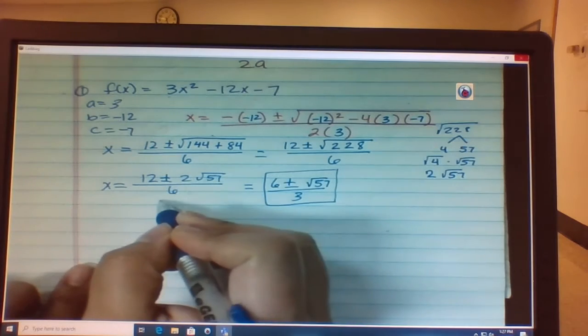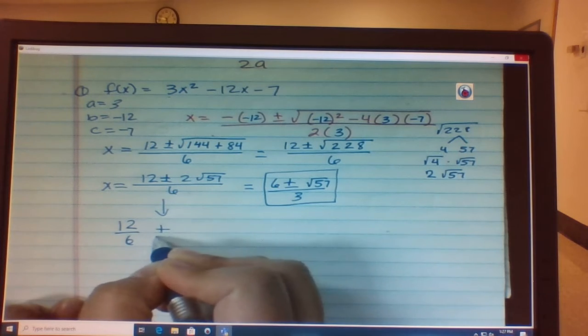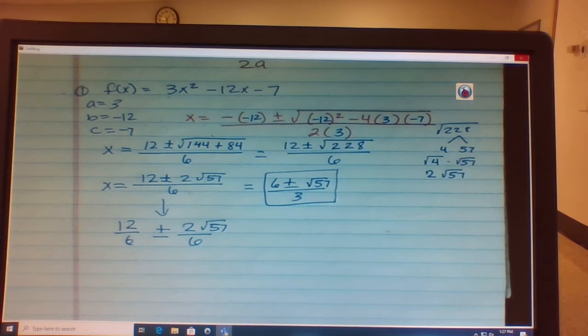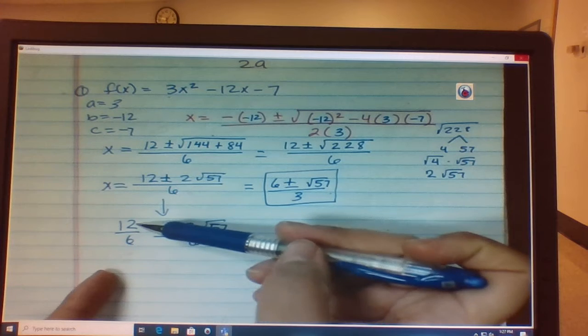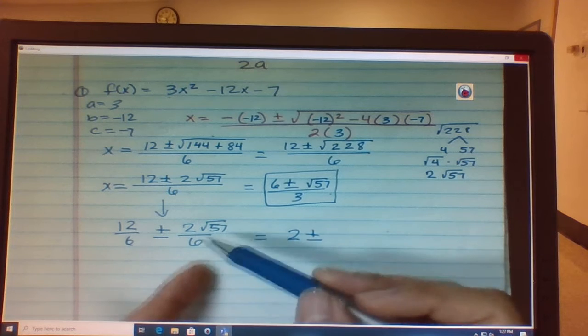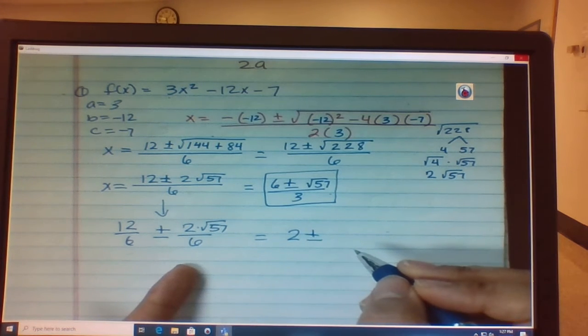Now, if you would have gone from here and done this, 12 divided by 6 plus or minus 2 square root of 57 divided by 6, and simplified them individually, this is where I have to look out for all the possible answers. But if your answer is here, it could still be reduced to this. What is 12 divided by 6? 2 plus or minus, this becomes what? 2 over 6 reduces to? Not 3, but 1/3.